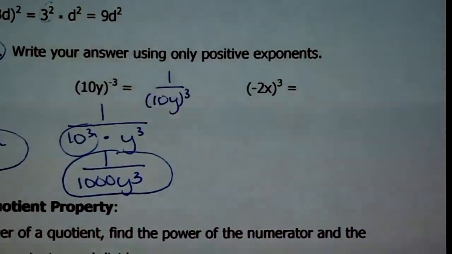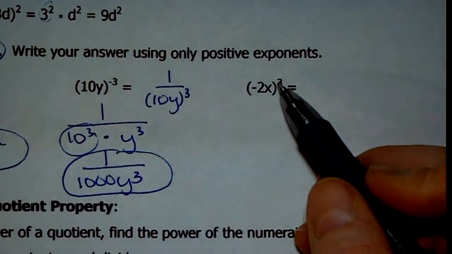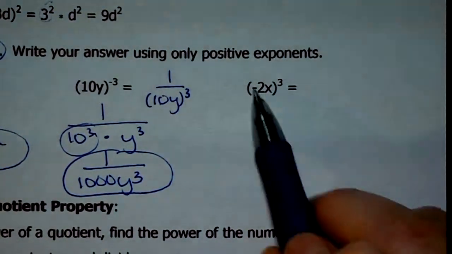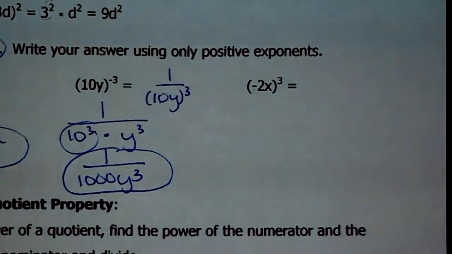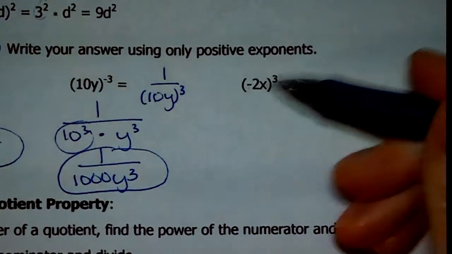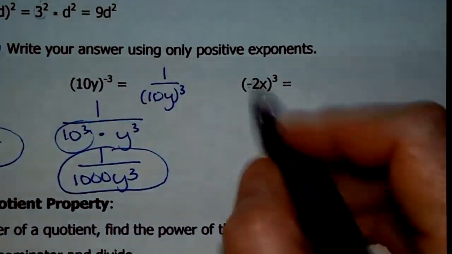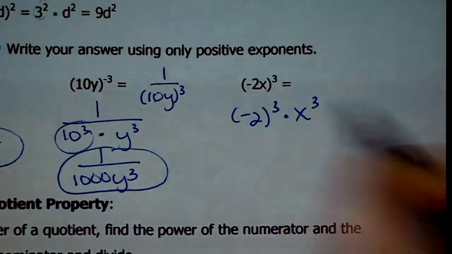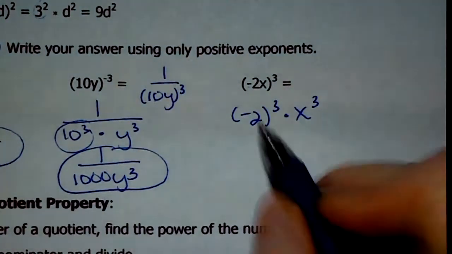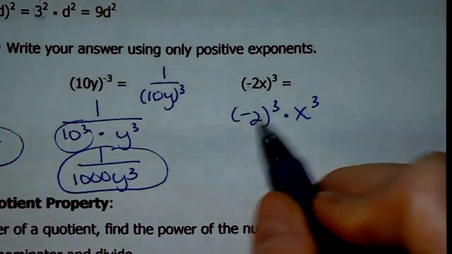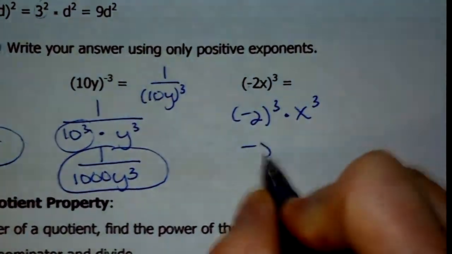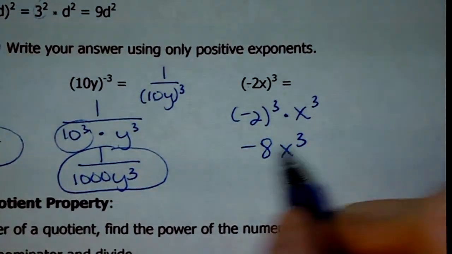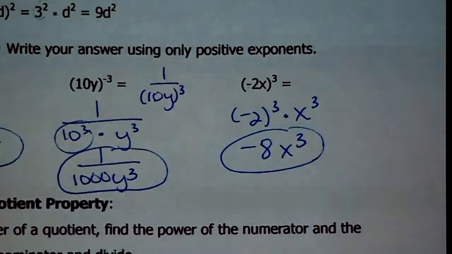And finally, this, do I need to rewrite this as a reciprocal? Because there's a negative right there. Hopefully you're saying, no, Mrs. Tremblay, that's only when the exponent's negative. This one's fine. You're right, it's fine. So I'm going to take negative 2 to the third power times x to the third power. All right, negative 2 times another negative 2 gives me negative 8. X cubed, I can't do anything with that. So that's how that expression should be written.